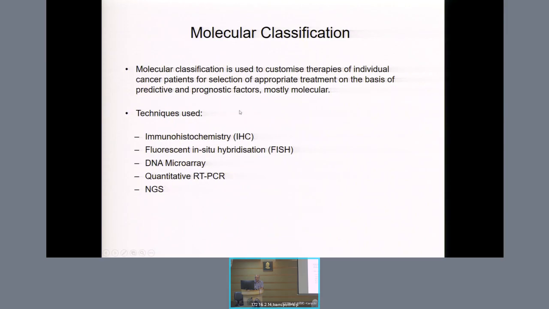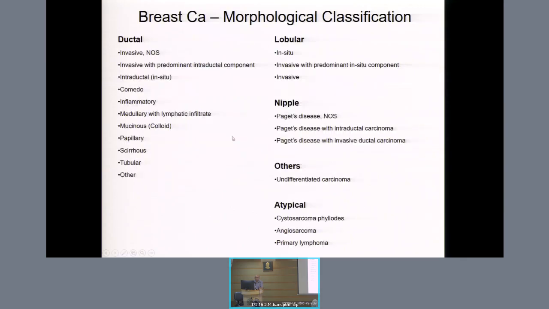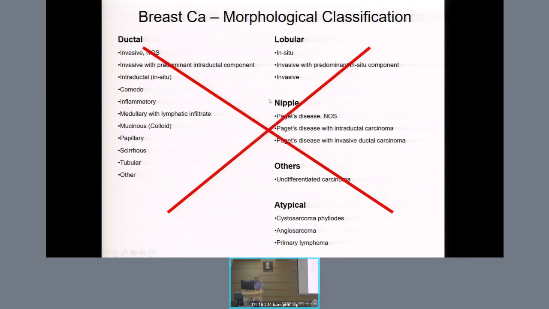So molecular classification can be done by immunohistochemistry, fluorescent in situ hybridization, DNA microarray, or PCR, the next generation sequencing. This is the obsolete classification of breast cancer.